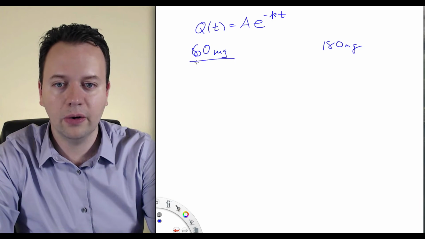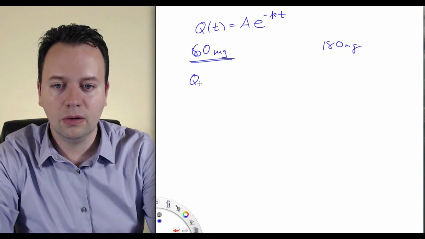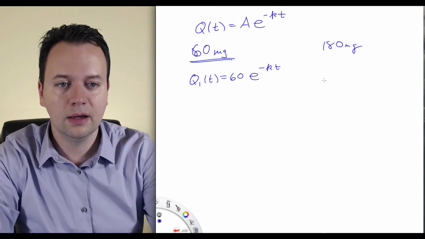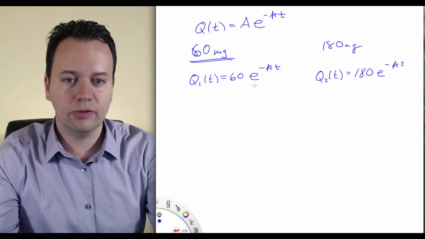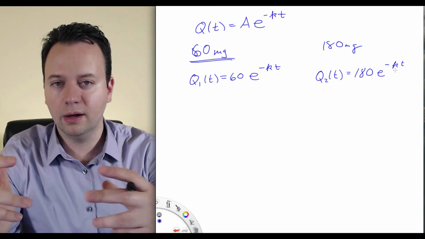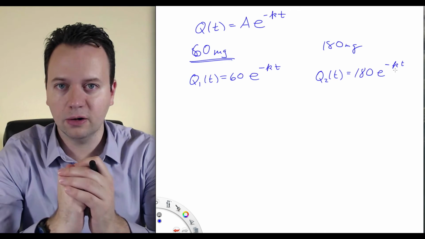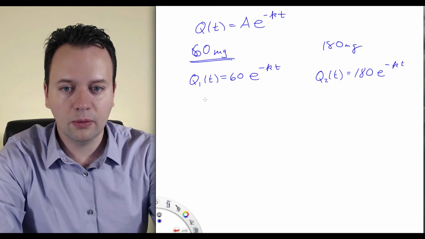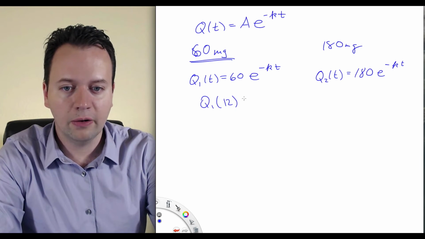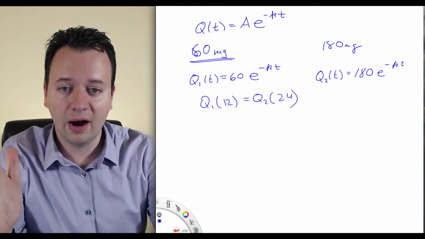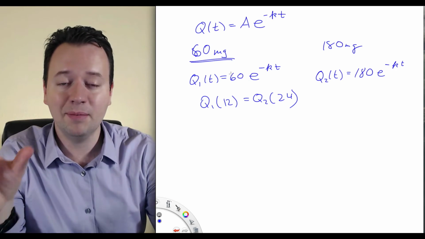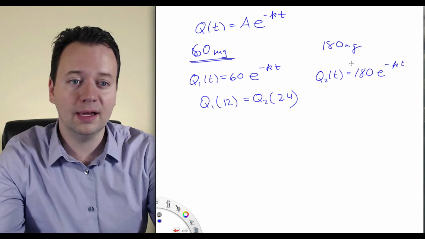Using this scenario, let's say Q1 of t is equal to the initial amount 60 times e to the minus kt, whereas in this scenario we have Q2 of t is equal to 180 e to the minus kt. And we'll assume that the decay rate's the same for both cases, right? So it just depends on the absorption rate of your body or something like this. And then the assumption is that Q1 after 12 hours is equal to Q2 after 24 hours. However much is left after 12 hours of taking the 60 milligram dose, it's the same amount left over after 24 hours of taking the 180 milligram dose.